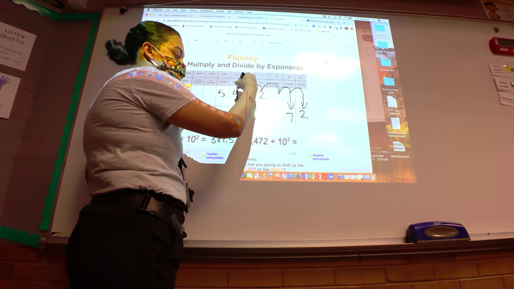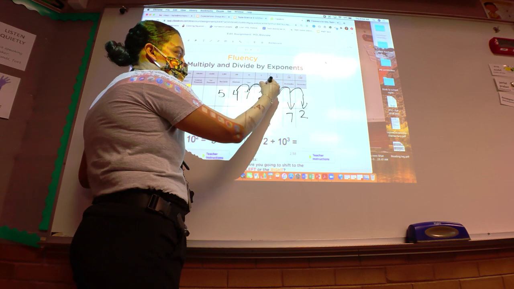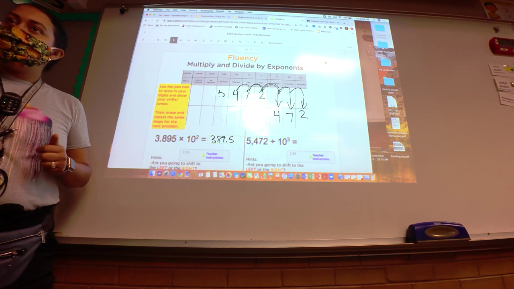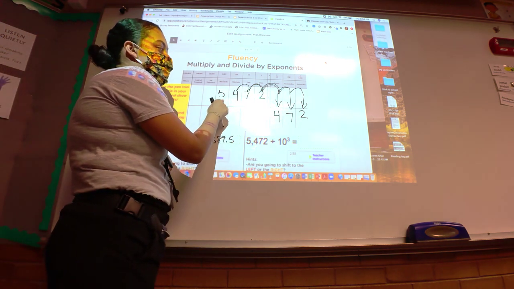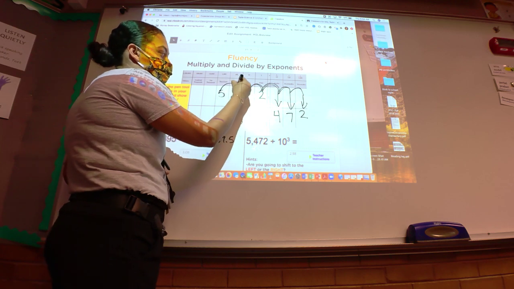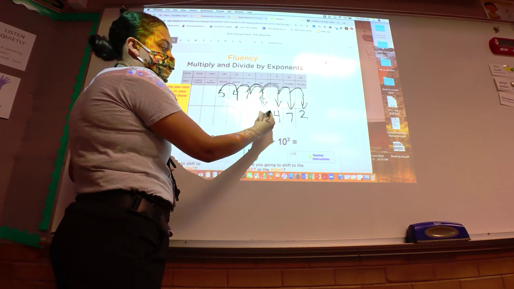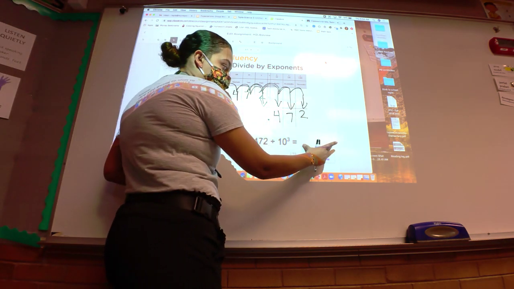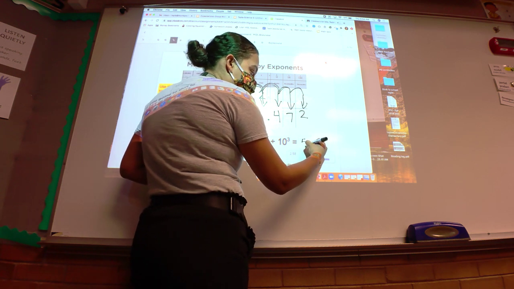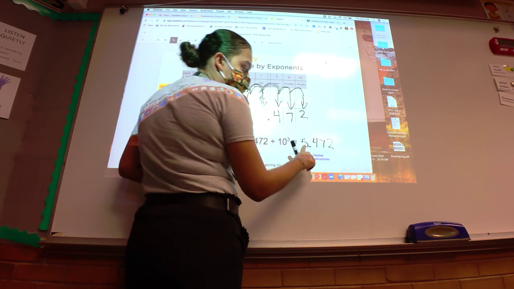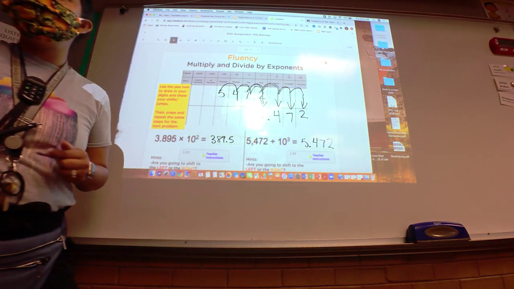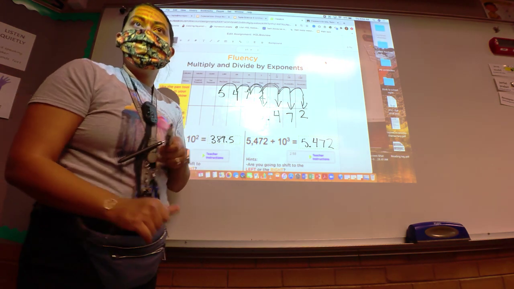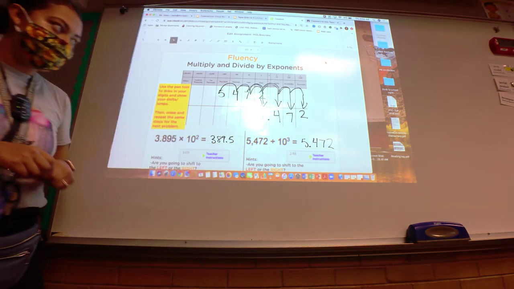4 hundredths divided by 10 to the power of 3. 1, 2, 3 is now 4 tenths. 5 thousandths divided by 10 to the power of 3. 1, 2, 3 is now 5 ones. Okay, so you're going to plug in this quotient right here. Quotient is the answer to division. 5 and 472 thousandths. Give me a thumbs up if I can move on to the next slide. No. Okay. Go on to slide 2.